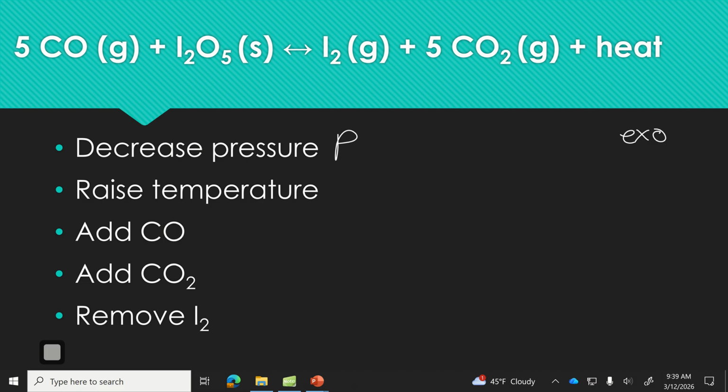Raise temperature, so that's going to add more heat. I don't want that. It's going to move to the other side. That's reactants. Add CO. I don't want that. Move toward products. Add CO2, it doesn't want it anymore, move toward reactants. Remove I2, so I'm taking this out, I need to replace it, so I'm going to move toward the products there.